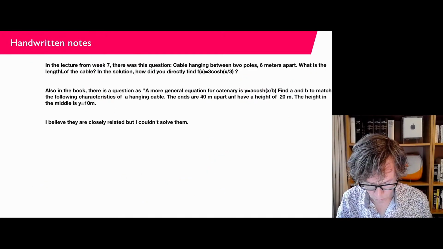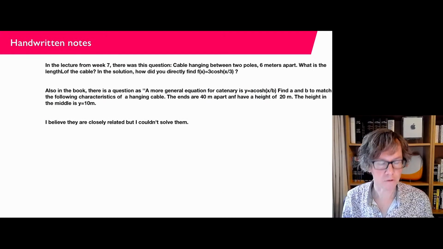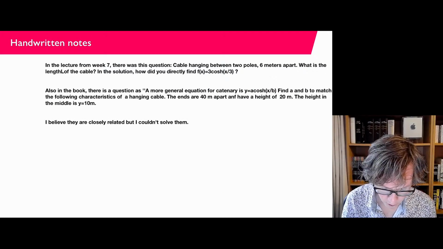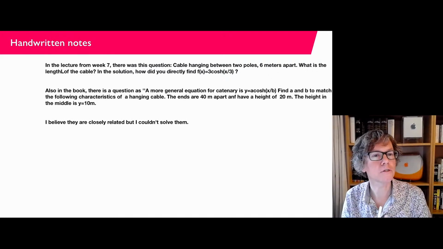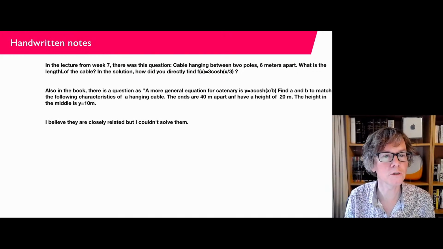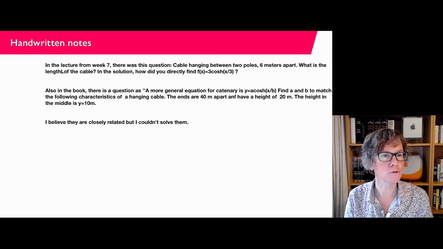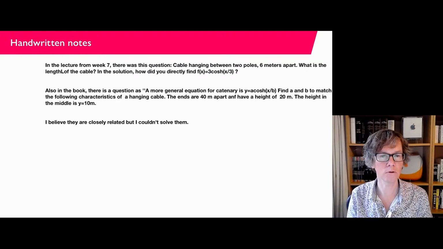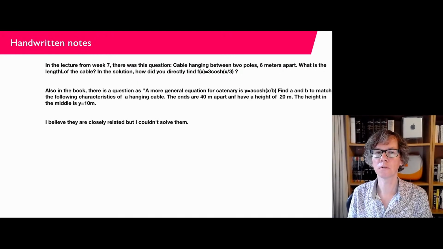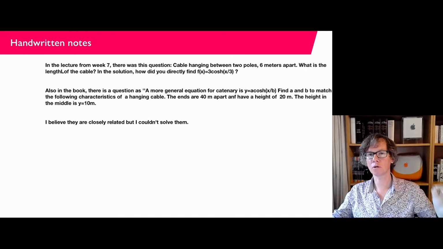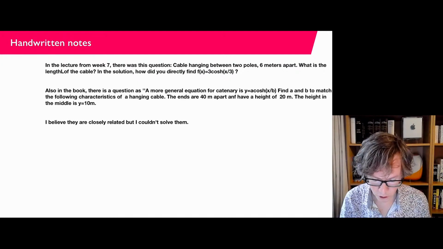During the break, there was a question on Canvas, which I copied here to the slide. It says, in the lecture from week 7, there was this question of a cable hanging between two poles 6 meters apart, and what is the length of the cable? And in the solution, how did you directly find f(x) equals 3 times cosine hyperbolic x over 3? That would be given. If we would ask you this question, then we would tell you that since it's a cable, the form it assumes is this catenary.